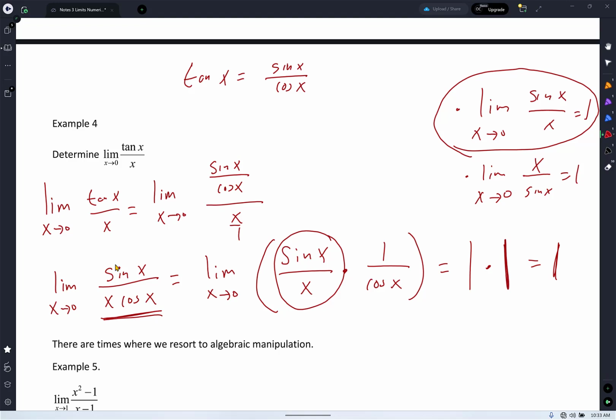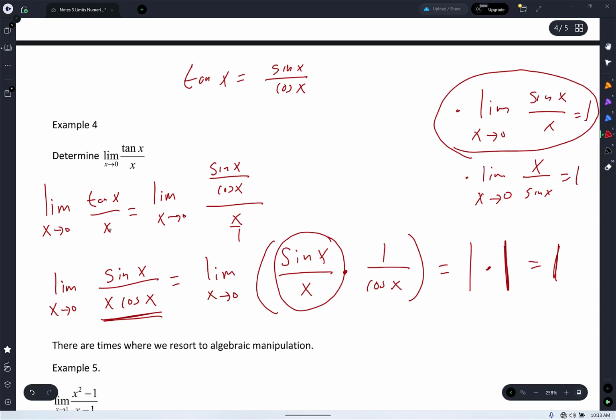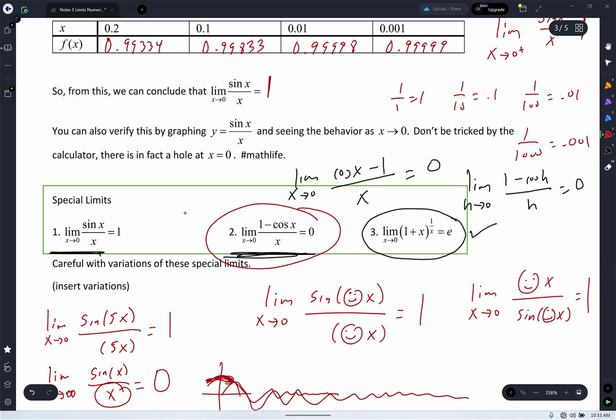If you want to add this under special formulas, you can, but you can derive it. You can go back to your special formulas and say limit as x approaches 0 of tan of happy face x over happy face x.